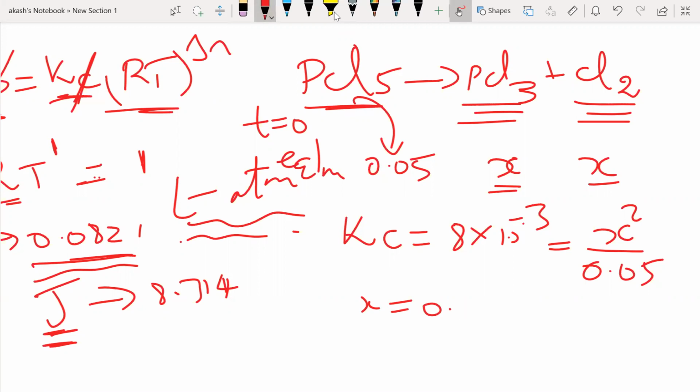Okay, done. Easy question, isn't it? You just have to substitute in the Kc equation, and you have to know the stoichiometry, obviously. PCl3 and Cl2 concentration at equilibrium will be the same no matter what. That is logic, pure logic. Right. Okay, we'll go to the next question.